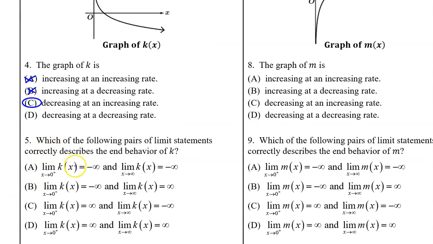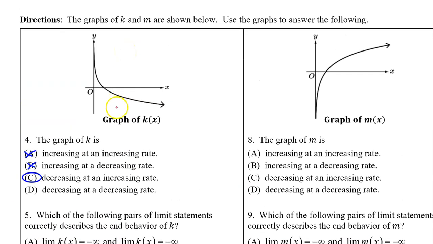For number 5, we need to match the end behavior to this graph. On the left, k of x is rising. It is approaching positive infinity. On the right, k of x is falling. It is approaching negative infinity.